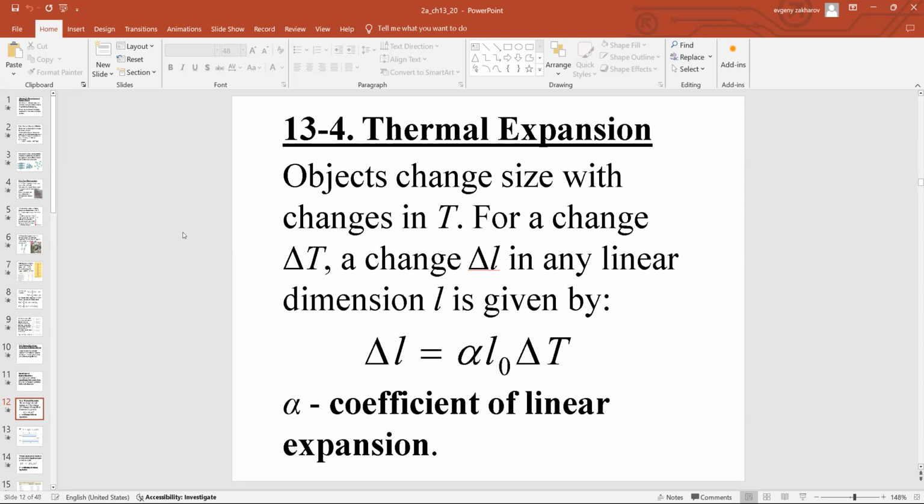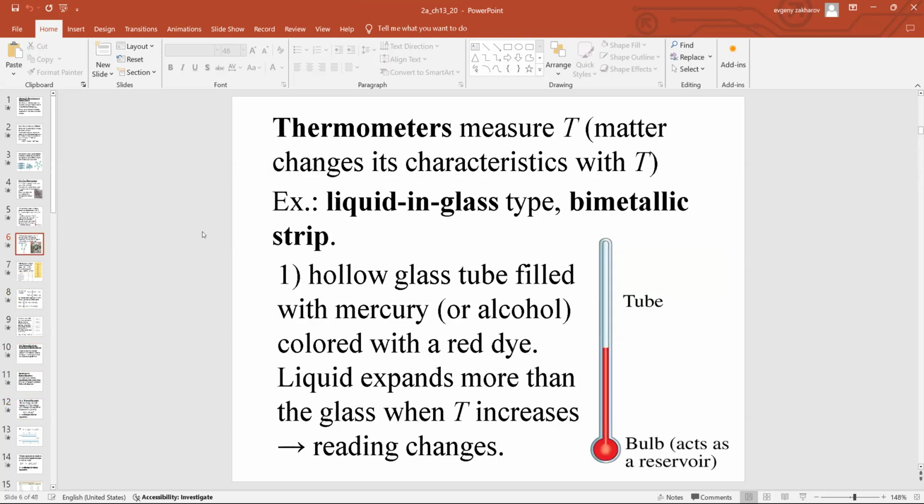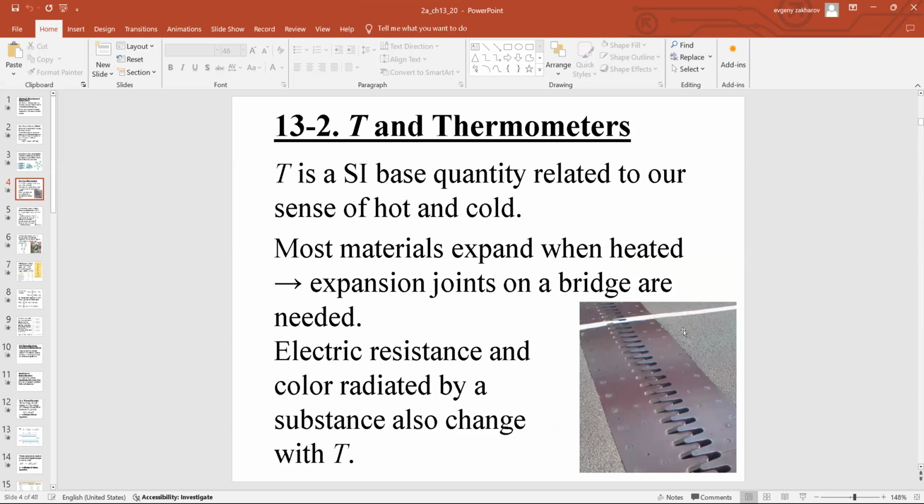And as I said before, with a change in temperature, there is a change in volume, and even if it's just a single dimensional change, you will still be able to calculate the amount of expansion. So thermal expansion, going back to those expansion joints that you see on bridges. I'm pretty sure you notice those and you say, hey, why do we even need those?